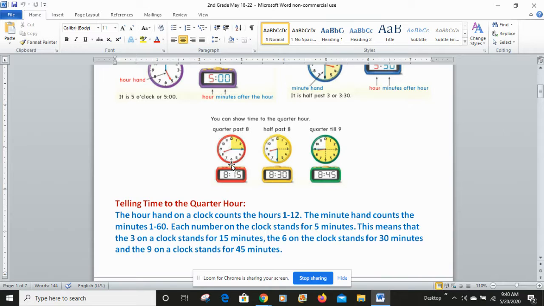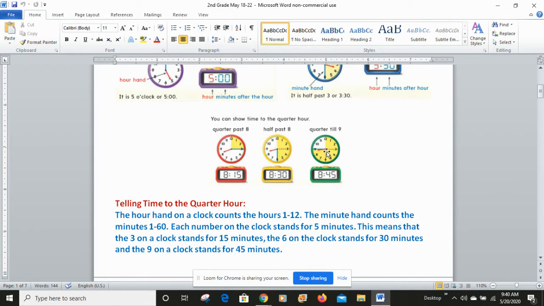If we look down at the 6, it can also mean the 6th hour, or it can mean 5, 10, 15, 20, 25, 30, 30 minutes. When that minute hand goes all the way from the top, it goes past 15, it goes past 30, and it goes over to the 9. Now we say that the 9 can also stand for 45 minutes. So if I started up at the top, 5, 10, 15, 20, 25, 30, 35, 40, 45.